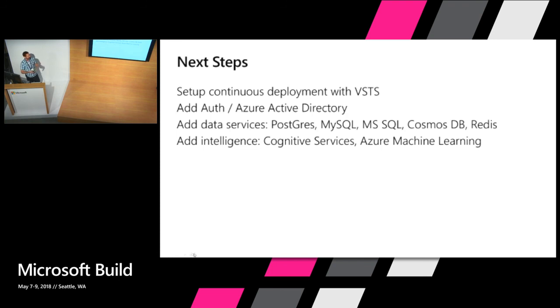Some next things that you can do is you can set up continuous deployment with VSTS. So you can have a production and staging slot. If you want to experiment and dev test, you could add authentication, data services, or intelligence APIs with Azure Cognitive Services or machine learning.